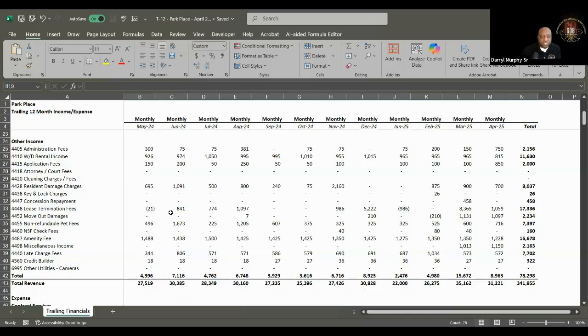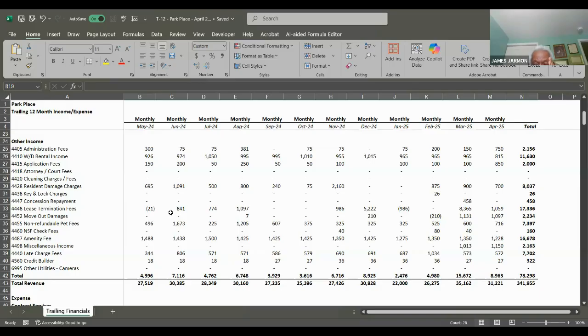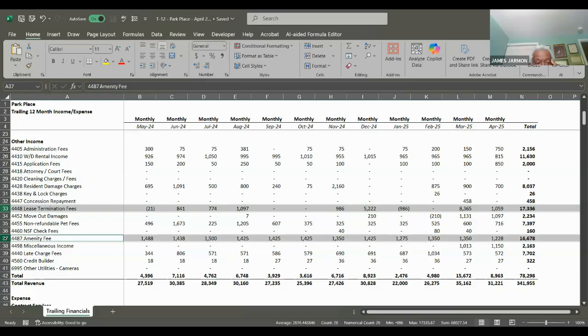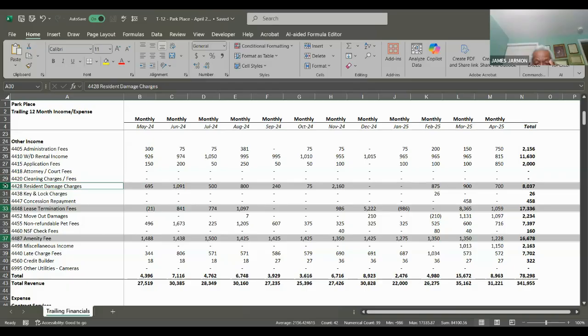Cool, cool. Lease termination fee, $17,000. And then you've got amenity fee, $16,000. Those are pretty big numbers there. Residential damage is $8,000. That's pretty hefty also. So I would be concerned with what the amenities are, and then what the lease termination is, because you don't want that lease termination. You really don't want that. You want to get rid of that.